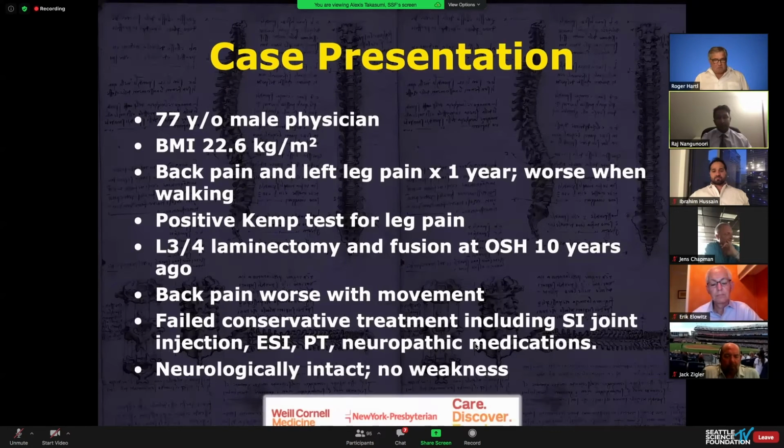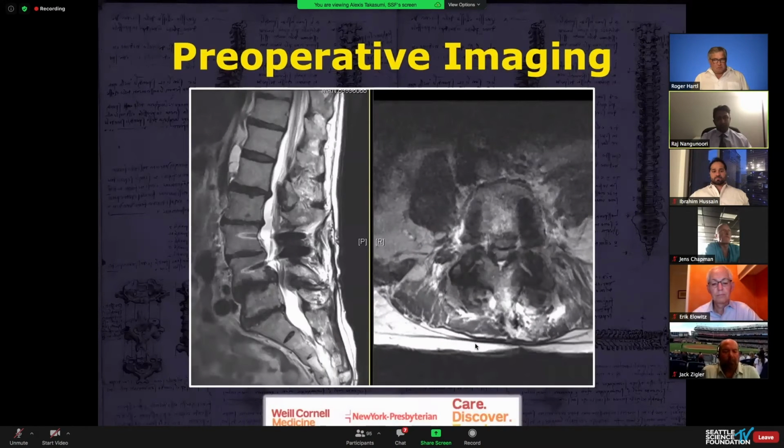He had tried a number of conservative treatment options, all of which failed, and also tried a bunch of neuropathic medications, which were not very effective. On exam, he was neurologically intact with no weakness. So these are the representative MRI images, as you can see here. This is a sagittal T2 weighted MRI sequence, as well as an axial. The axial view is corresponding to the L4, L5 level.